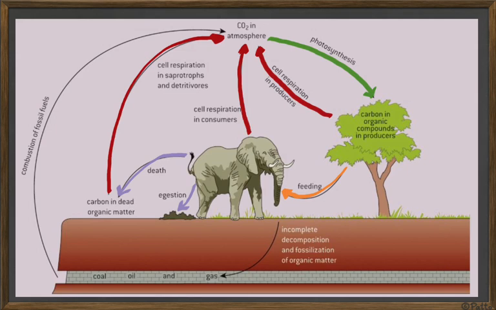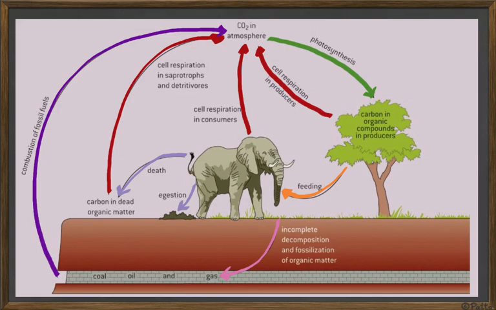However, if you have an incomplete decomposition, part of the material that's not decomposed becomes fossil fuel, coal, oil, natural gas, and if we do combustion, we return that back to the atmosphere. This is the carbon cycle.